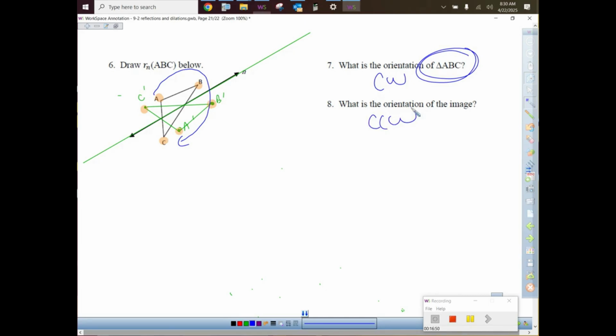4 things preserved: angle measure, betweenness, collinearity, and distance. What is not preserved by this guy? Orientation. The way you go around the clock is orientation. Feel okay with that?